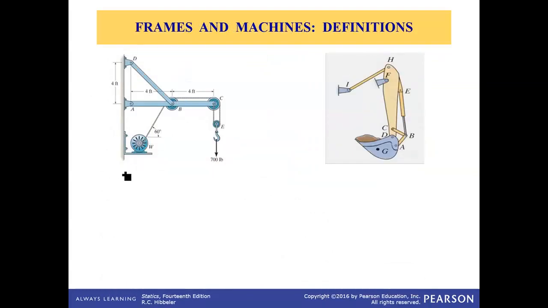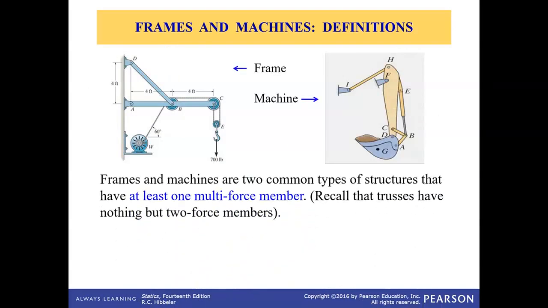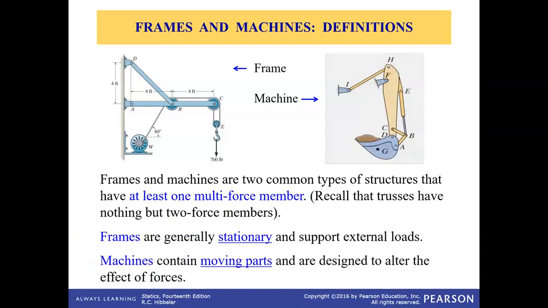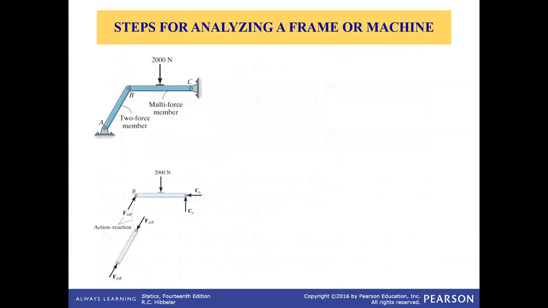On the left side here, what we see is a frame. On the right side is a machine. Frames and machines are two common types of structures that have at least one multi-force member. Recall that trusses have nothing but two force members. Frames are generally stationary and support external load. Machines contain moving parts and are designed to alter the effect of forces.